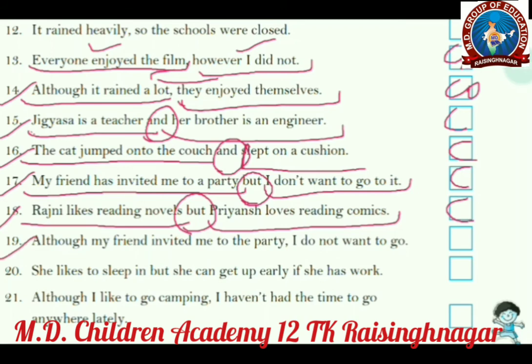19th one, although my friend invited me to the party. This is a dependent clause as it's not making its complete sense. Another clause, I do not want to go. It's independent as it's making its complete sense. This part needs this one to complete itself. So it's a complex sentence.